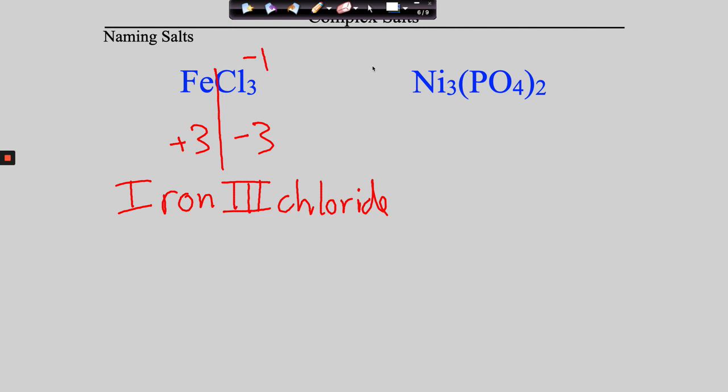So guys, this is the next one we're going to do. Do it with me. Ni3(PO4)2.